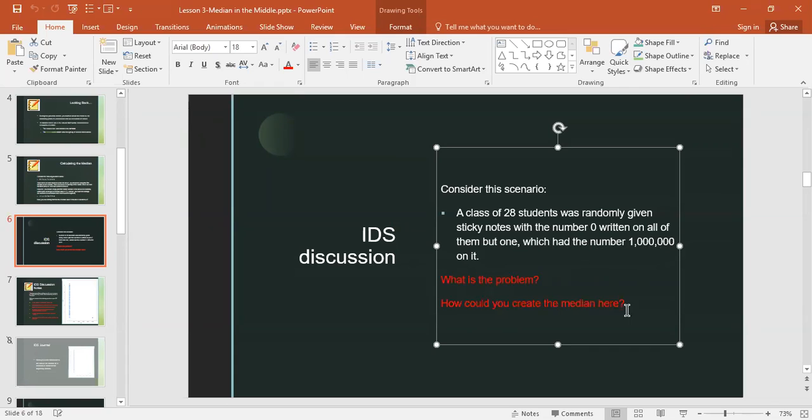How could you create the median here? Okay, so what's the problem here? The problem is we have 28 students. 27 of them have a 0 on their sticky note, and one has 1 million written on their sticky note.